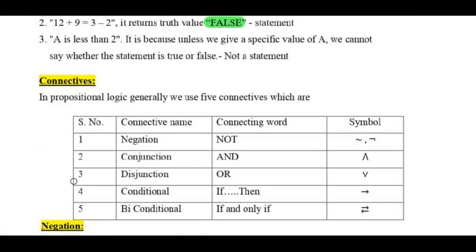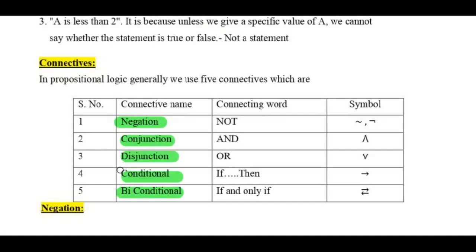In general, we use five types of connectives: first one is negation, second one is conjunction, third one is disjunction, fourth one is conditional, and fifth one is biconditional. So these five connectives are very important. Negation: the connecting word is not. Next one, what is meant by conjunction? Conjunction is joining two statements. Here the connecting word is and, and this is the connecting symbol.